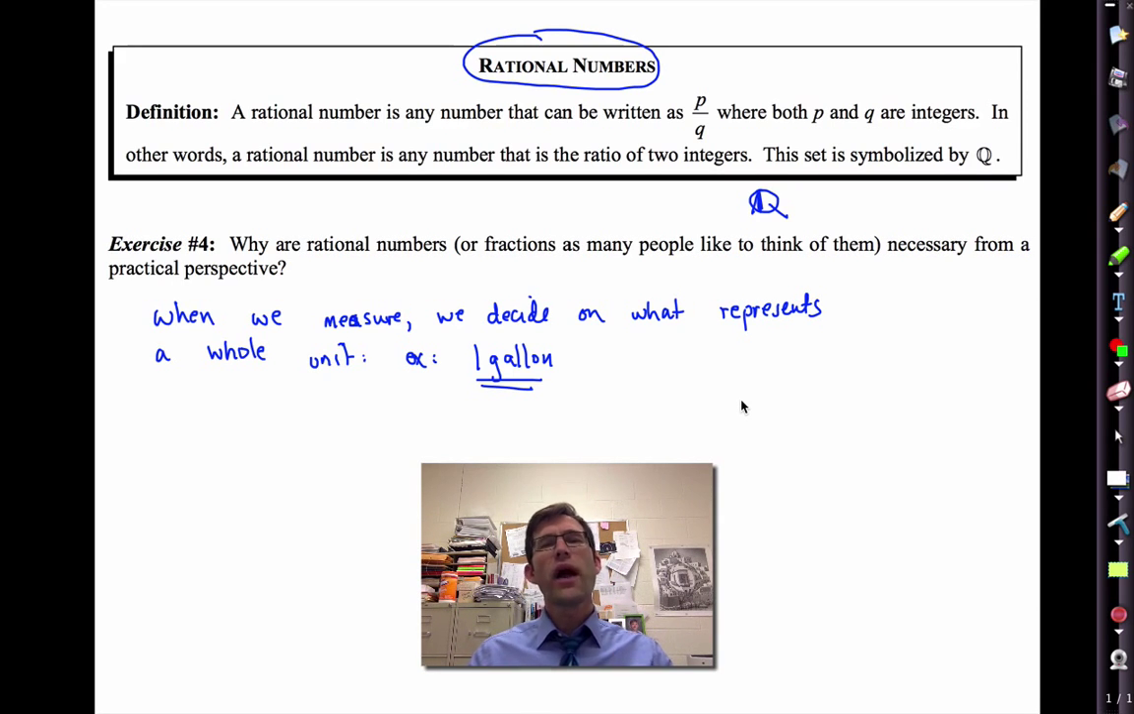So really, we want rational numbers so that we can quantify things that aren't integer multiples of whatever our whole unit is, right? Whether our whole unit is the mile, the gallon, the second, the meter, the cubic inch, anything like that. We want to be able to talk about quantities that aren't just integers. All right, clearing that out.